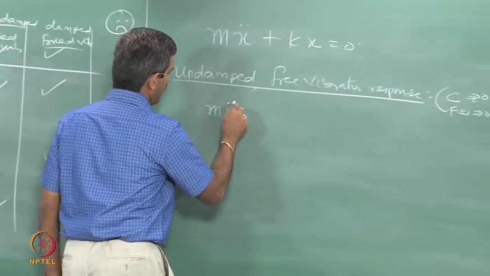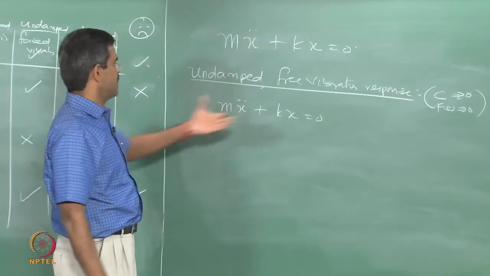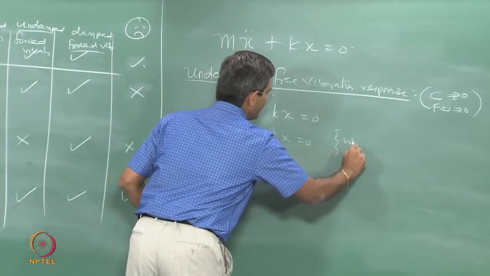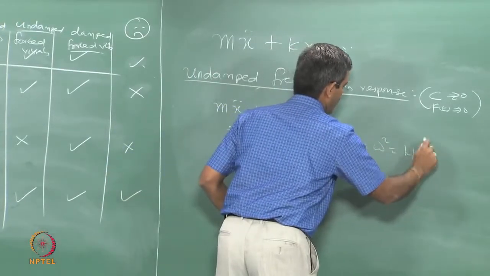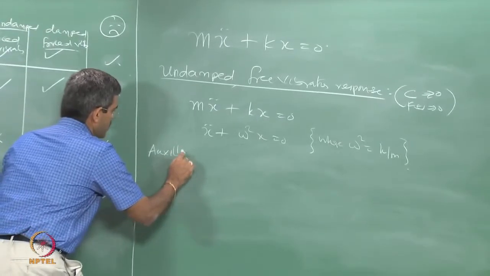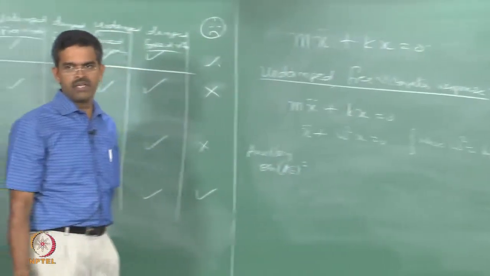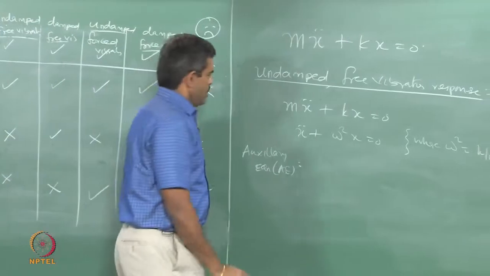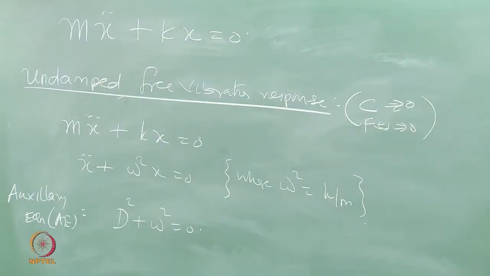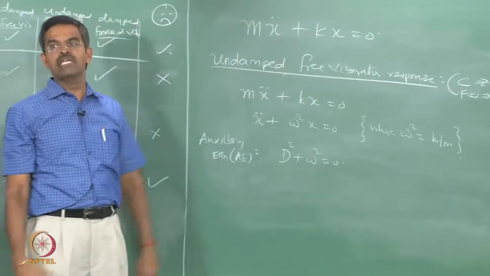So, I pick up this mx double dot plus kx is 0. We already know how we wrote this equation, there are 5 methods, we already explained it. So, x double dot plus omega square x is 0, where omega square is k by m. I can write something called auxiliary equation, which is abbreviated as AE in mathematics, ordinary differential equation. It is written as D square plus omega square is 0, where D stands for d by dt of the variable, D square is d square by dt square of the variable, second derivative of the variable.